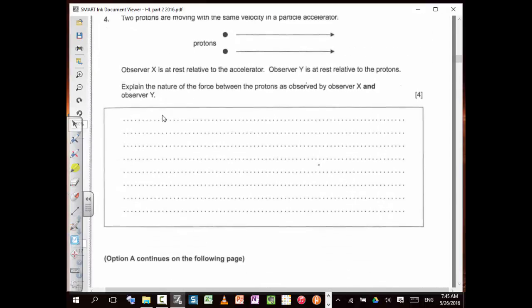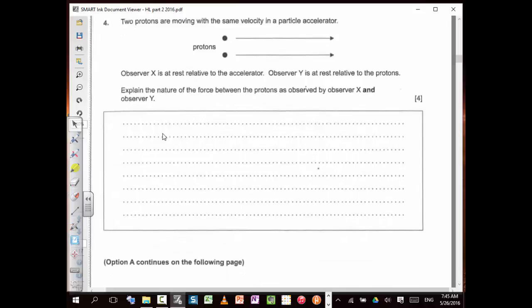Okay, two protons are moving with the same velocity in a particle accelerator. Observer X is at rest relative to the accelerator. Observer Y is at rest relative to the protons. Okay, so for X, who is at rest relative to the accelerator, both protons are moving.